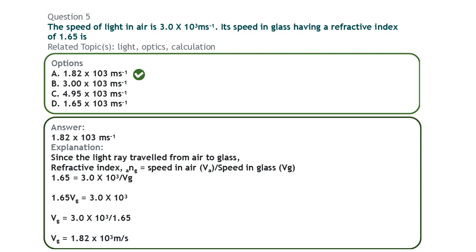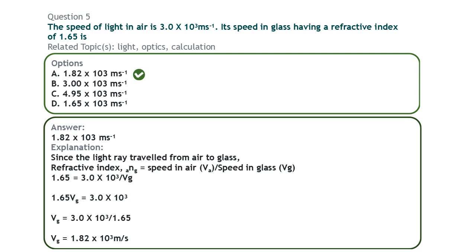So we have 1.65 multiplied by Vg, the speed in glass, and that is equal to what we have left here, 3.0 times 10 to the power 3. To get the value of Vg, we divide both sides of this equation by 1.65. So here we have Vg equal to 3.0 times 10 to the power 3 divided by 1.65.